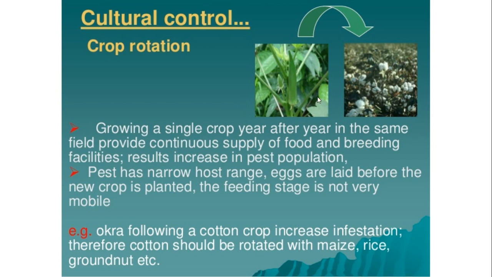This is an example of crops being very closely related. Okra and cotton, for example, are very closely related, and the same pests can feed on both of them. So that's why it says okra following a cotton crop will increase a pest infestation. Therefore, cotton should be rotated with a different crop that is unrelated, like corn, rice, or peanut.